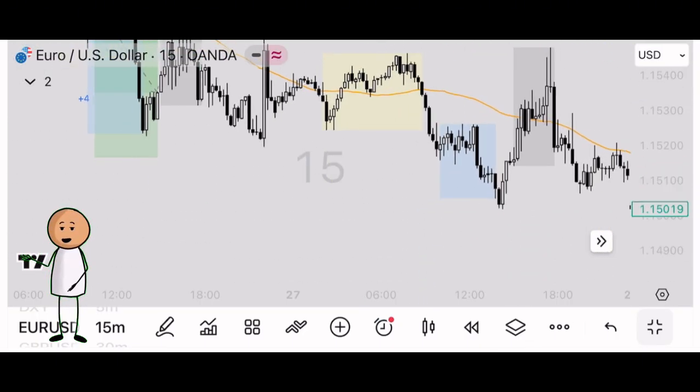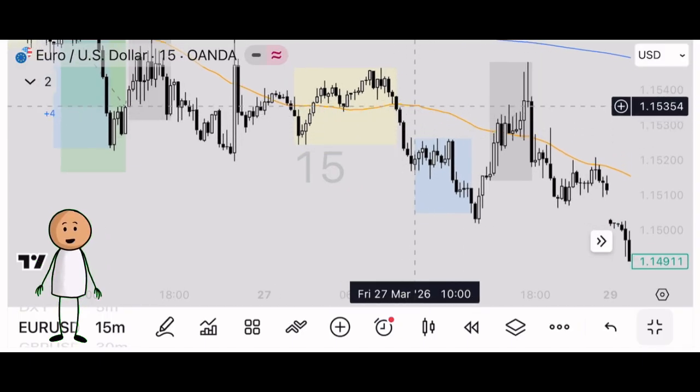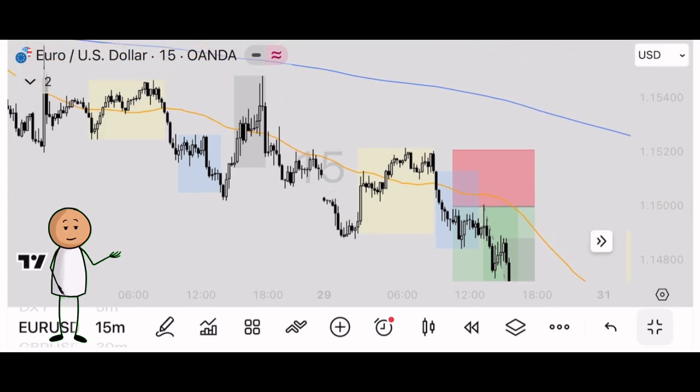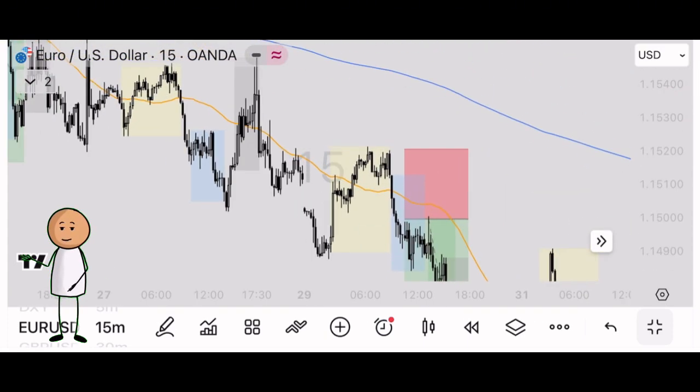Then right here we started consolidating a little bit, then we went below the 50 EMAs, and the fair value gaps that we could have used for our entry were a bit high, didn't get any entry. Then comes the next trade.